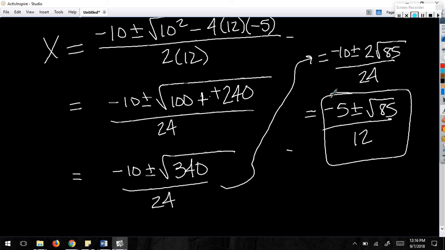I divided by 2, because whenever you have a fraction like that, it can really split up like negative 10 over 24 plus or minus 2 root 85 over 24. These I can both divide by 2. I can simplify that fraction to get negative 5 over 12. And same with the other. I can divide by 2 and look, 12 there.